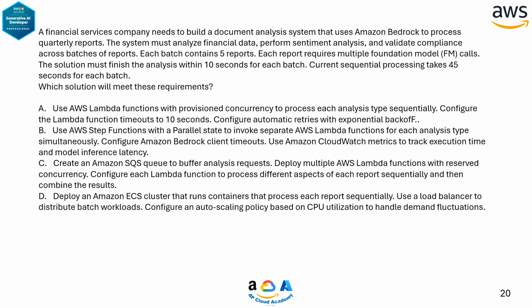The solution must finish the analysis within 10 seconds for each batch. Current sequential processing takes 45 seconds for each batch. Which solution will meet these requirements? A. Use AWS Lambda functions with provisioned concurrency to process each analysis type sequentially. Configure the Lambda function timeouts to 10 seconds. Configure automatic retries with exponential backoff.